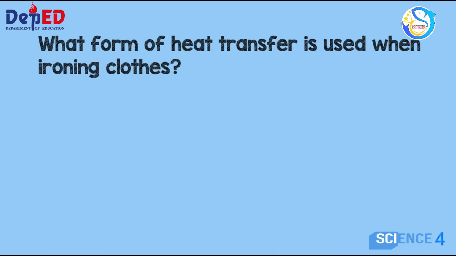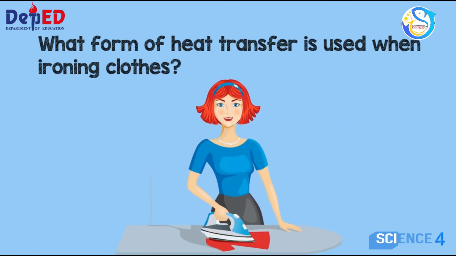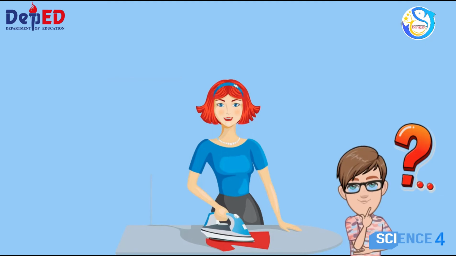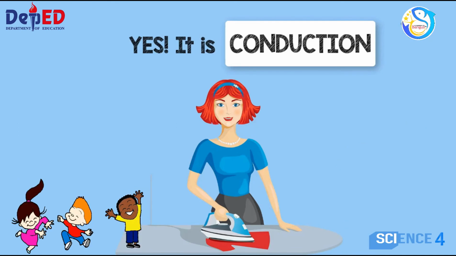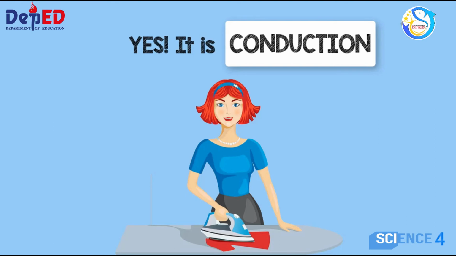Are you ready? Yes! What form of heat transfer is used when ironing clothes? What is your answer? Yes, it is conduction. Very good. The flat iron produces heat and then transfers heat to the clothes in the process of conduction.